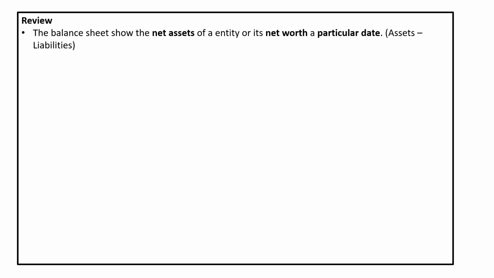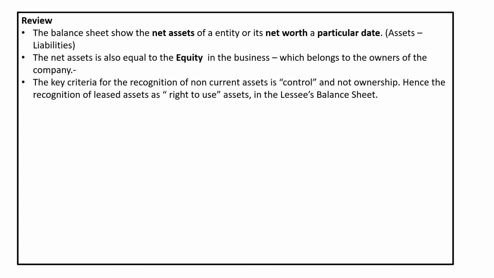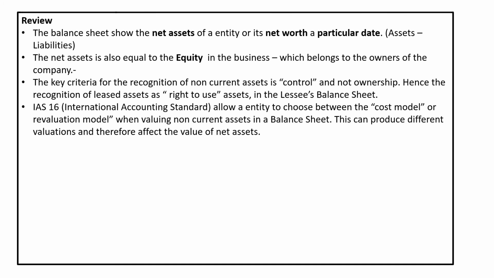Let's have a review of what we've covered so far. The balance sheet shows the net assets of an entity or its net worth at a particular date. The net assets is also equal to the equity in the business, which belongs to the owners of the company. The key criteria for the recognition of non-current assets is control and not ownership. Hence, the recognition of leased assets as right-of-use assets in the lessee's balance sheet. IAS 16 allows an entity to choose between the cost model or the revaluation model when valuing non-current assets in a balance sheet. This can produce different valuations and therefore affect the value of net assets.